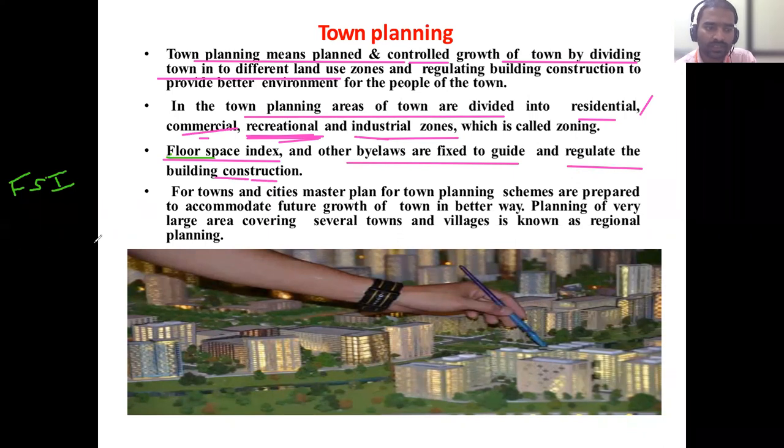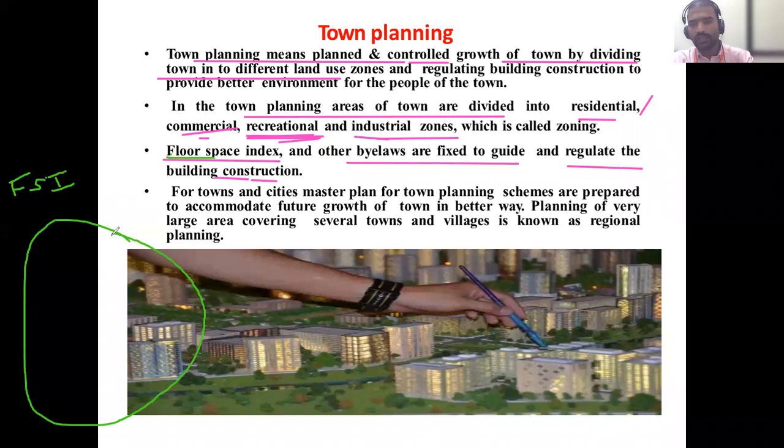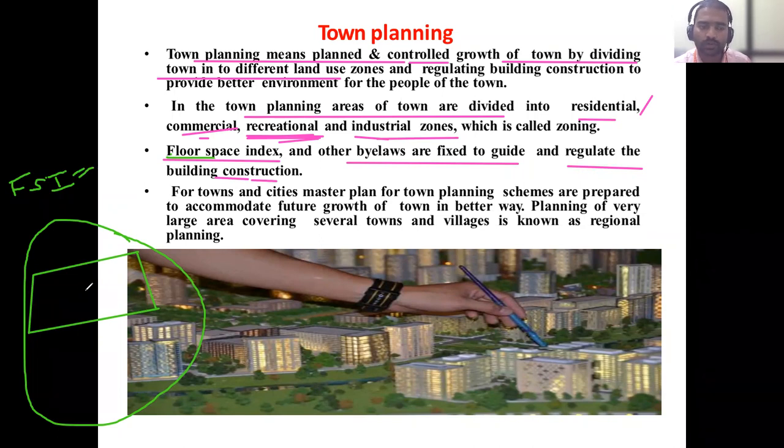Floor space index. Consider this is the entire block. Okay, आपका plot है. So ये पूरा plot में आप construction करते क्या? Or only part of the plot is construction करते? So I want to construct a house. House construction करना है तो, only I will construct this much house. Okay, so this is my house. Then what is floor space index? Floor space index is a ratio of built up area.